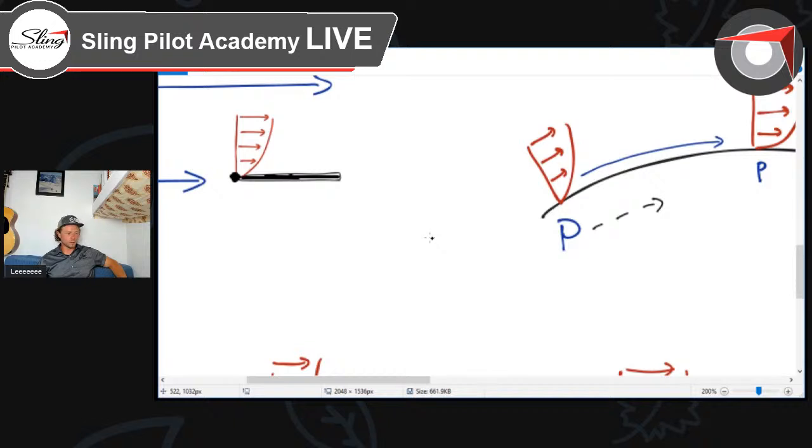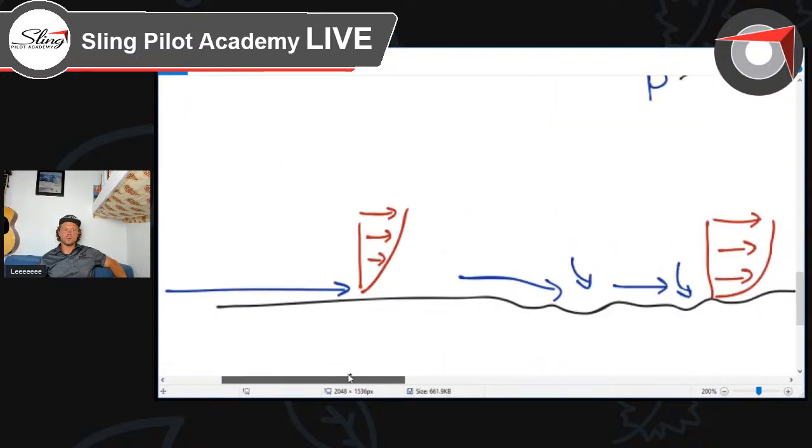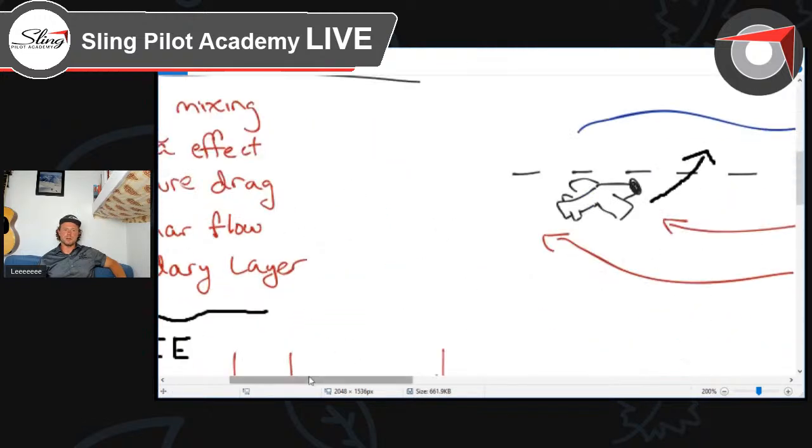Okay, let me get a big picture of what I'm doing here. All right, cool. So that's boundary layer separation. Let me get my wits about me.